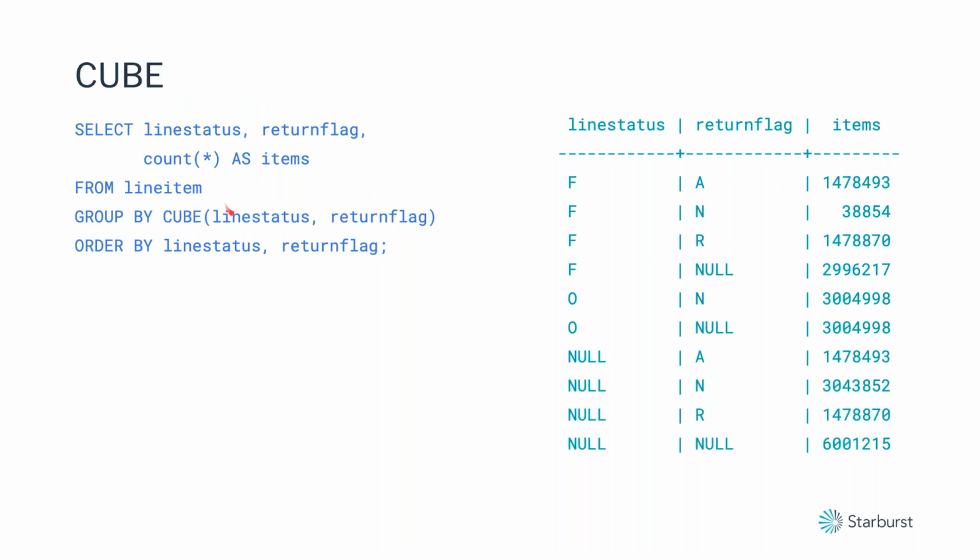Cube gives us all combinations of these, so that we have what's the total of all the Fs, what's the total of all the Os for line status, and then the other direction, what's the total of all the As of the return flag, what's the total of all the Ns of the return flag, what's the total of all the Rs, and then what's the total across everything. And we'll see that cube gives you all the combinations regardless of what order they come in. So you get more things than you do with roll-up, but it might not be what you want depending on what your aggregations look like.